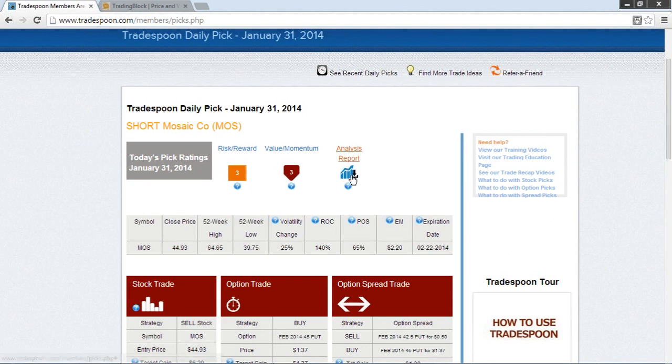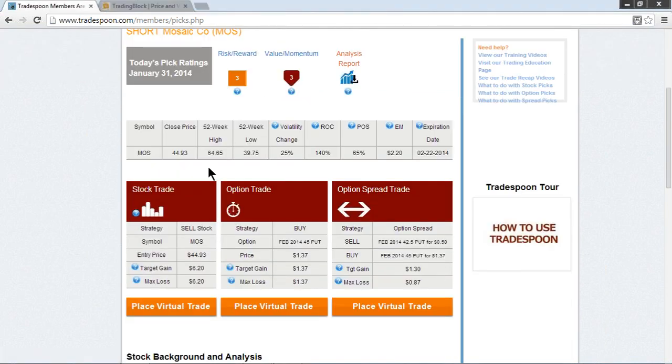And as always, you can go in and dig deeper into the fundamentals and technicals of today's pick, short Mosaic MOS. Let's take a look at the price action, the volatility, the risk, return on capital, the probability of success, and the estimated move. The current price of Mosaic is $44.93, as of close of business on 1/30/2014. We see the 52-week high is $64.65, and the 52-week low is $39.75.